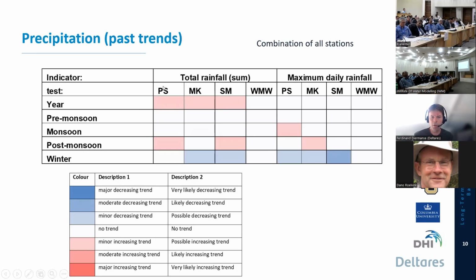And the letters that you see here on top of the table, PS, MK, SM, WMW, those are different statistical tests that we applied to make sure that we had a whole complete view of the relevant statistics. And then we saw that, especially in this case for precipitation, the year and the post-monsoon and also a little bit monsoon had some increasing trends. And this is, let's say, all stations pooled together.